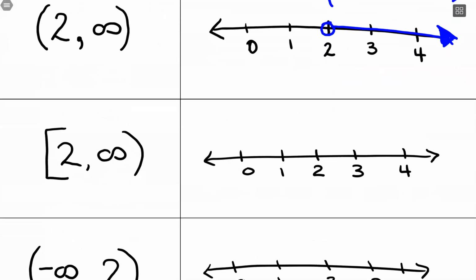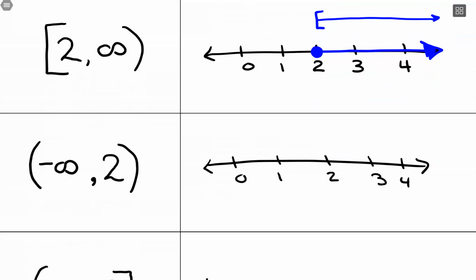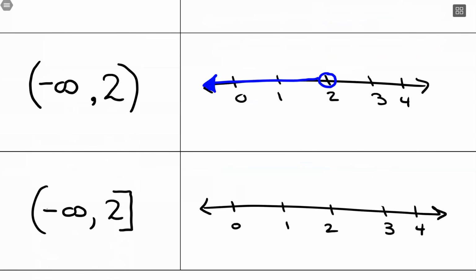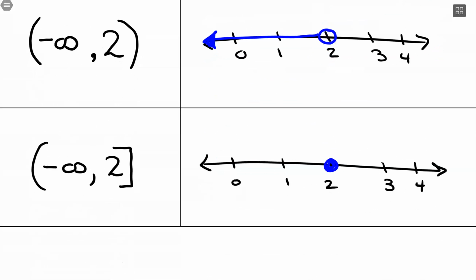When it can equal 2, we would use a solid circle, so we'd close the circle and go off to the right-hand side there. Or what you would see up above is a square bracket and off to the right, and that would represent the same thing. For going below to negative infinity, so here we don't equal 2, and then we're going off to negative infinity, so we go off to the left-hand side. If it can equal 2, then same idea, but we'd use a solid circle and go off to the left.